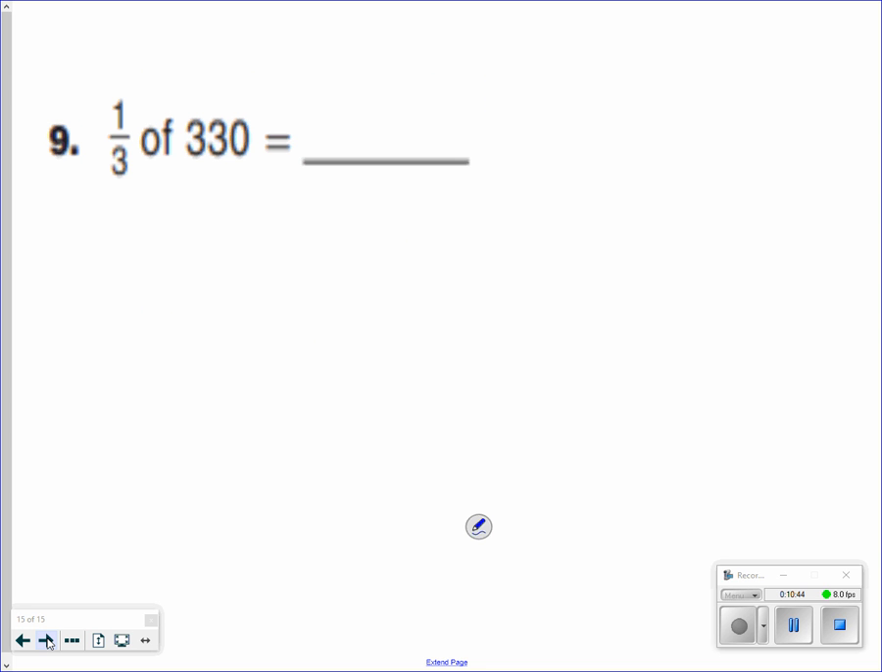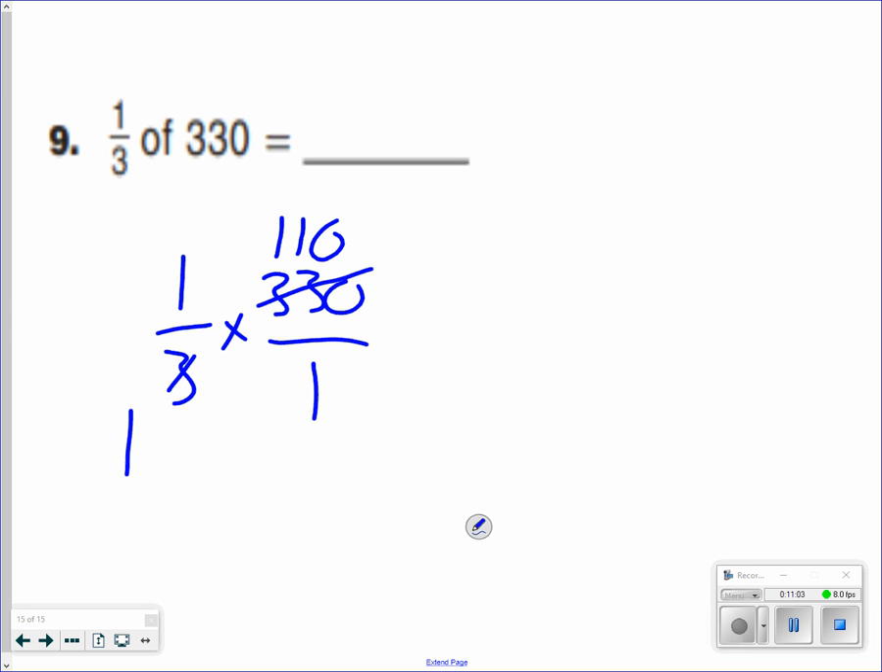Last problem, I have 1 over 3 times 330 over 1. 3 divided by 3 is 1. 330 divided by 3 equals 110, because 3 times 11 is 33 plus this 0. Go ahead and multiply. 1 times 110 is 110. 1 times 1 equals 1. My answer is 110.